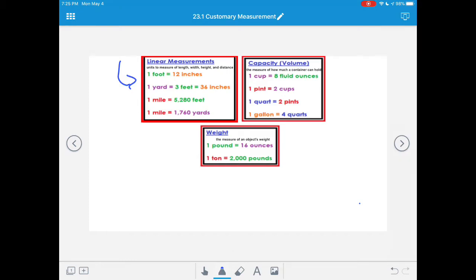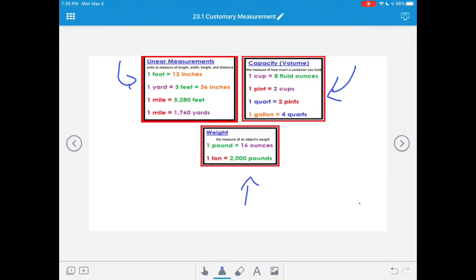The next type of unit of measurement is for capacity. Capacity is volume, so the measure of how much a container can hold. Cups, ounces, pints, quarts, and gallons are all units of measurement to measure the volume or capacity of a container, how much it can hold.